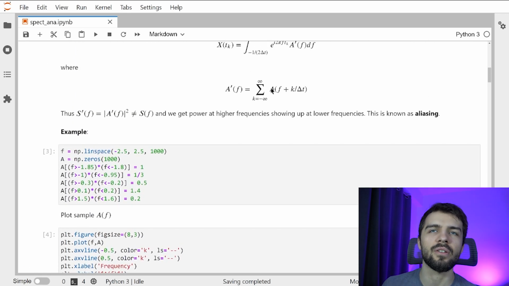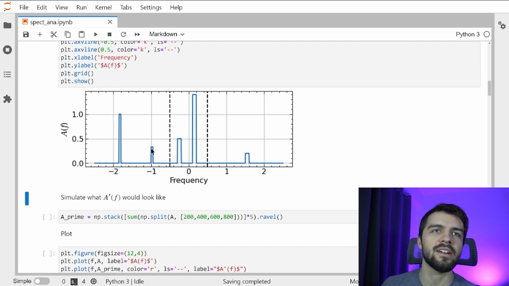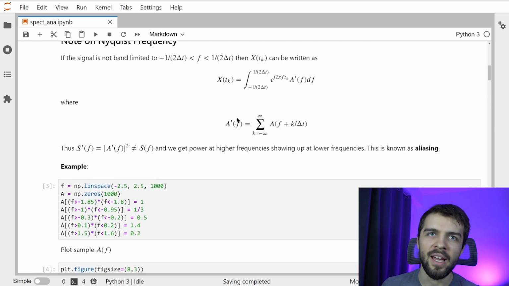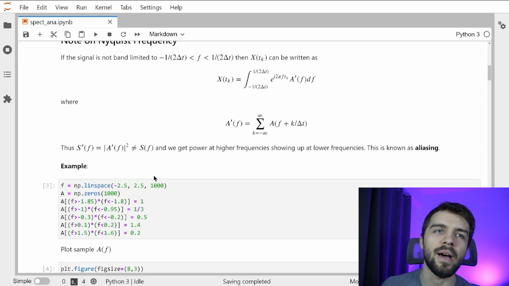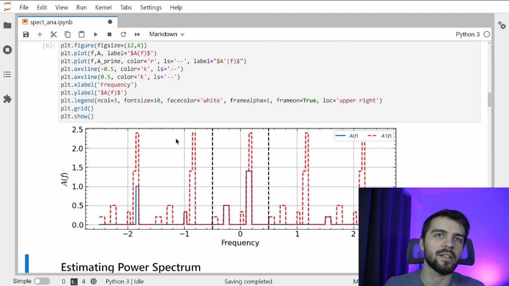And when I'm summing across a of f plus k over delta t, it means that this thing here is somewhere in this interval, but it folds into this interval. Because no matter what frequency I'm looking at, it has the contribution of all these intervals folding back into it. That's how you should interpret this formula here: my a prime of f has contributions from all these intervals folding back to it. So what does that look like?